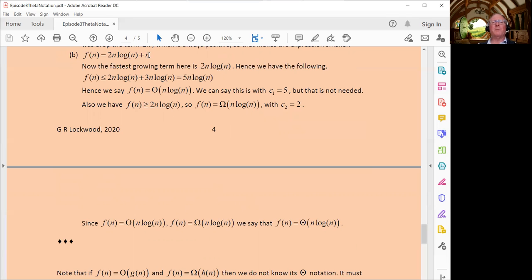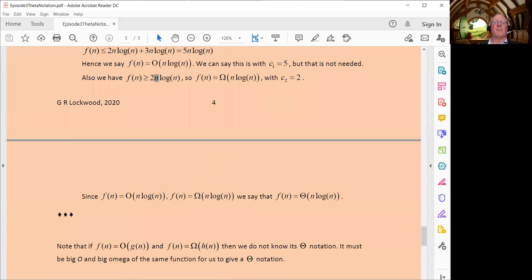And if I drop the n term off, then the right-hand side is now smaller than f of n. In other words, f of n is bigger than 2n log n. And so f of n is big omega of n log n with C2 equals 2. And since it's big O of n log n and it's big omega of n log n, we say it's theta of n log n.